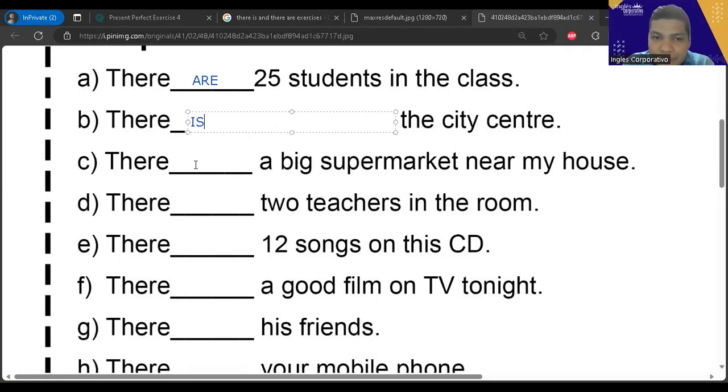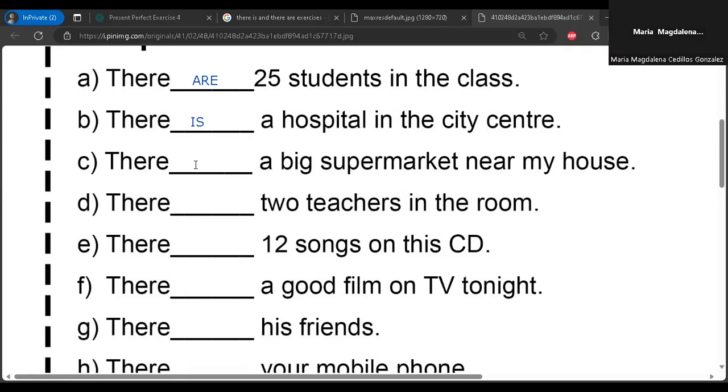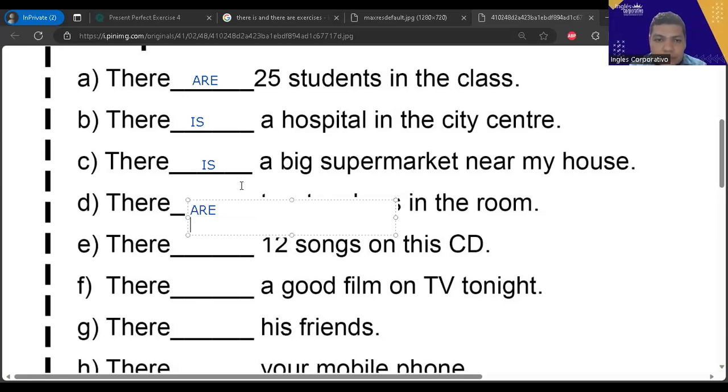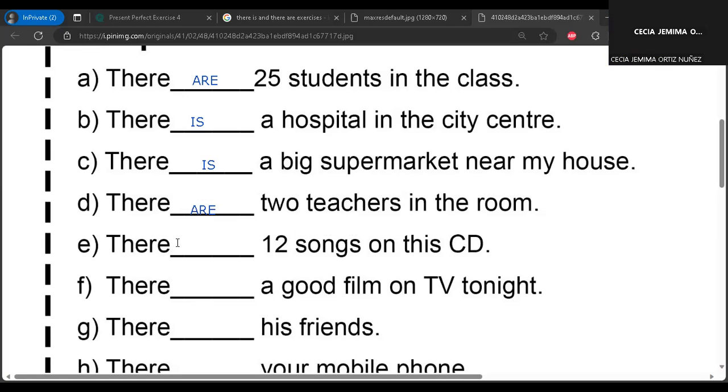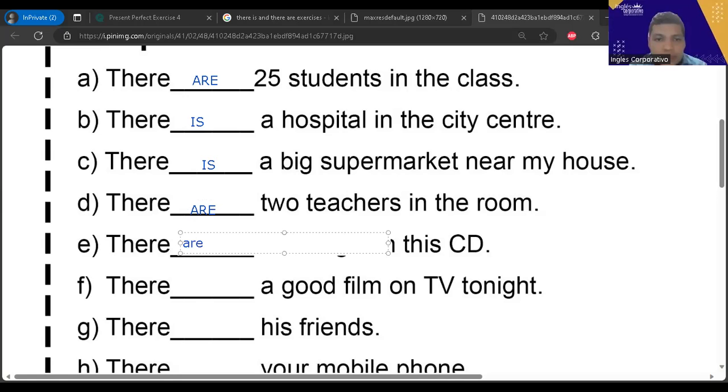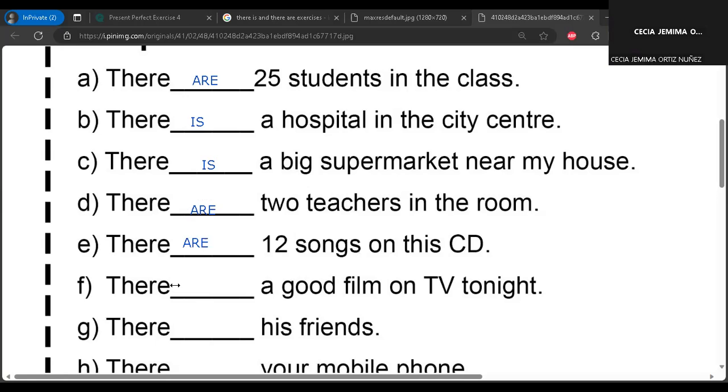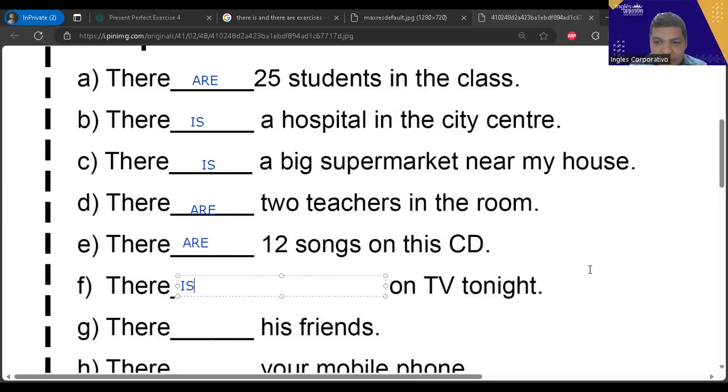Number three? There is a big supermarket near my house. Exactly, super good. Letter D, there? There are, super good. Two teachers in the room. Okay, excellent. This one? There are some songs on this CD. Very good, excellent. This one? There is a good film on TV tonight. There is? Oh, there. Exactly. So you're super good on this one, people.